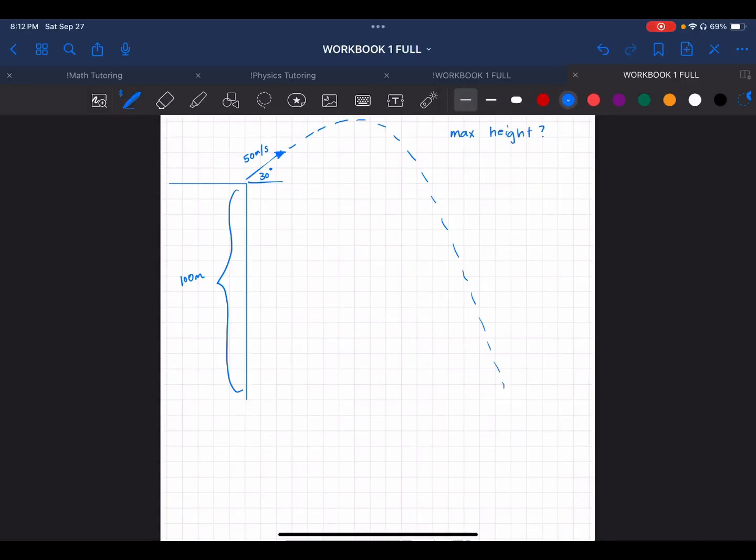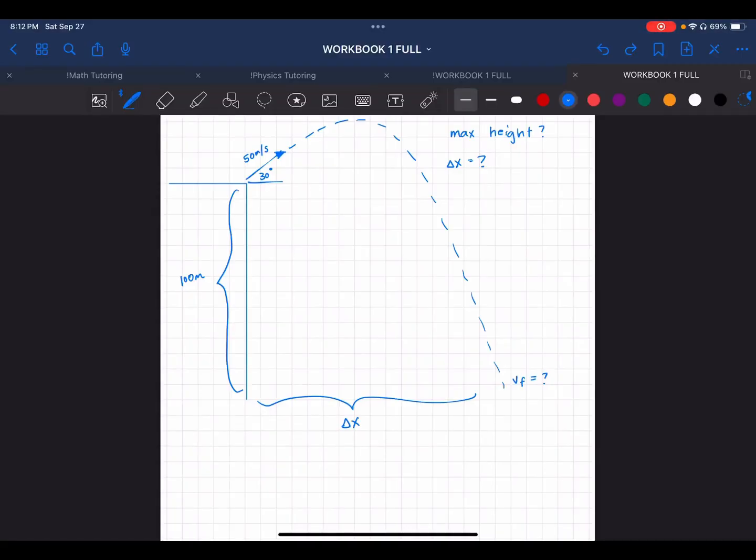Then delta x, and how fast is it when it ends? What is its final velocity when it finally reaches the ground, before it hits the ground, sorry. So this would be a question that they would ask, because it gives you all the stuff that you need.